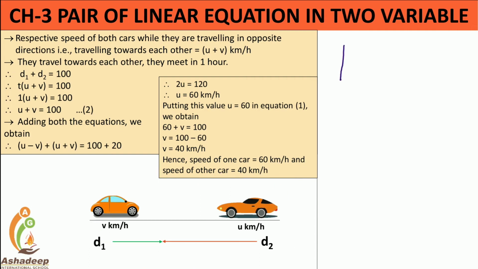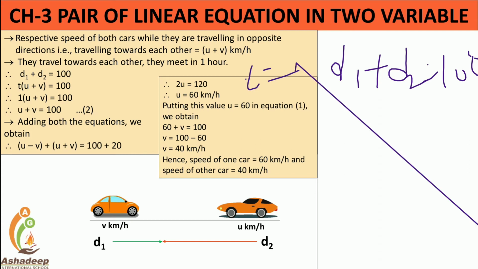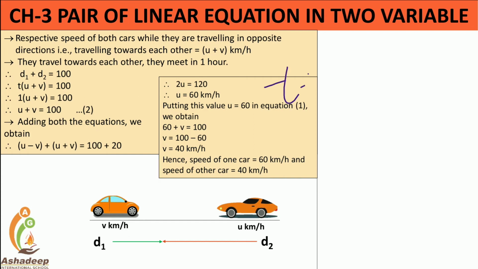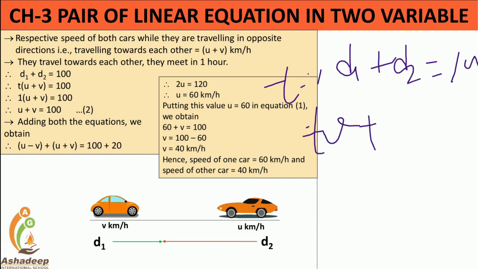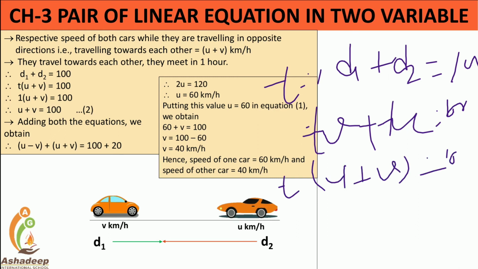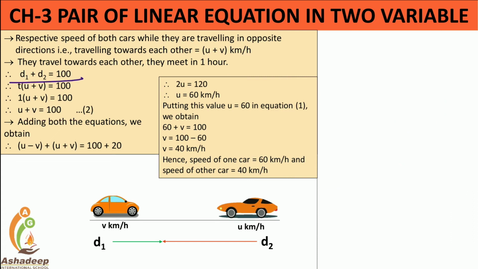So here I can say that D1 plus D2 is equal to 100, and here the time is given as 1 hour. So t is equal to 1. So D1 plus D2 is equal to 100. Now what is D1? t into v. What is D2? t into u is equal to 100. Take out t common. So it is u plus v is equal to 100. Now t is 1, so we don't need to write it down. So u plus v is equal to 100. Equation number 2.